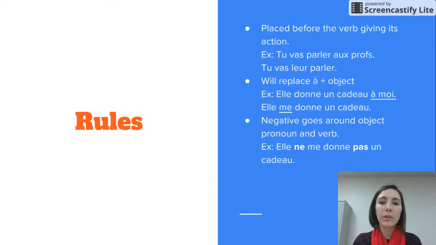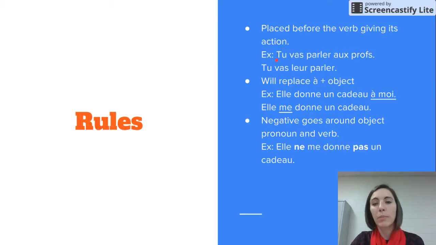We have some rules that we need to make sure we follow. Our indirect object pronouns will actually follow those same rules of placement and what they're replacing as our direct object pronouns, except we're doing it with indirect objects. So you notice it's placed before the verb giving its action.